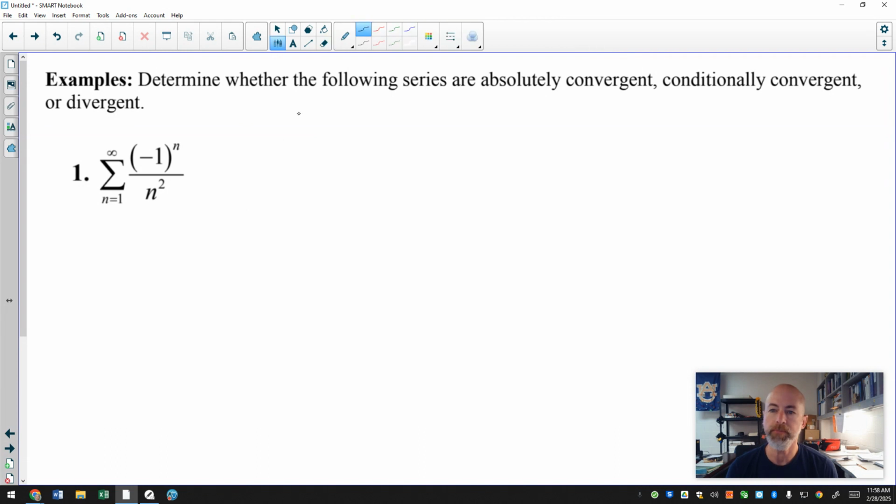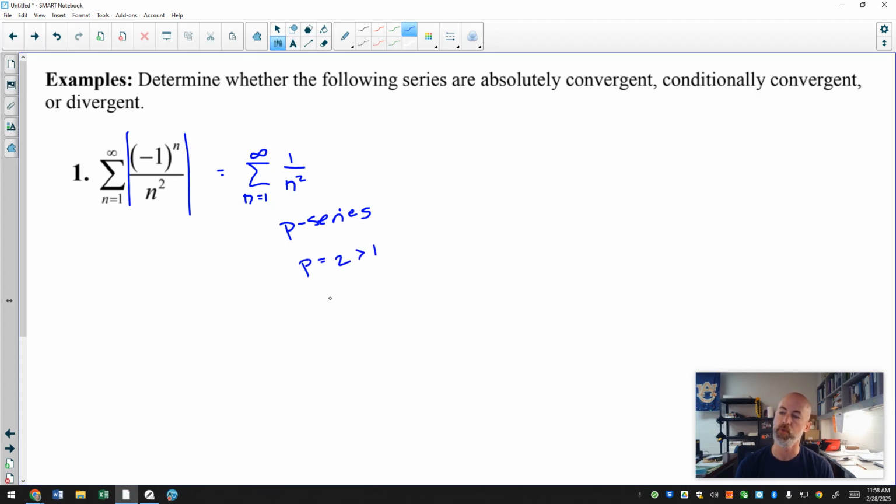And so with this first one, every time I do convergence of a series, I will always consider the absolute value of that series first. If I take the absolute value of this series, it results in just 1 over n squared. And that's a pretty nice series, isn't it? Because I recognize that as a p series. P is 2. 2 is indeed greater than 1.